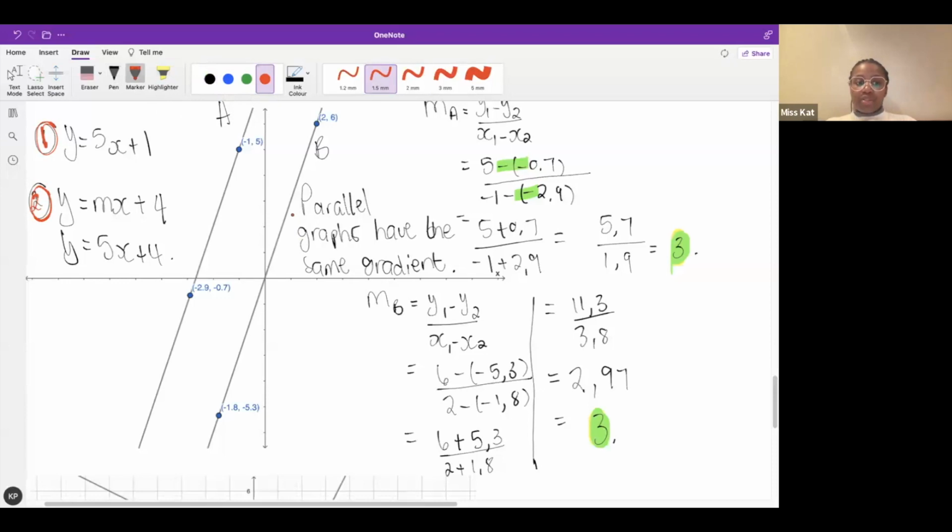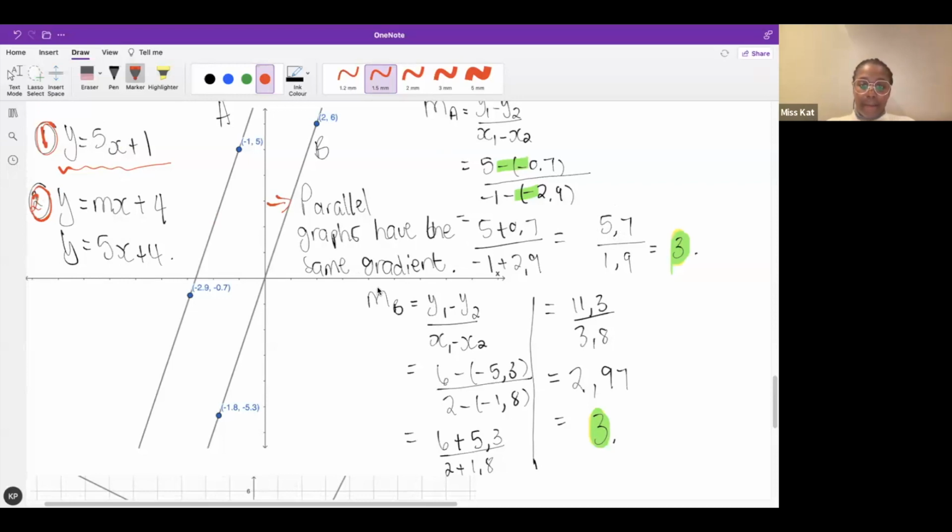So I'm telling you that parallel graphs have the same gradient. So if I gave you this equation, 5x plus 1, then I'm saying to you, equation number 2 is parallel to equation number 1. So what does the gradient have to be? The same. So if the gradient for number 1 is 5, then the gradient for number 2 will also be 5. You get it? The more you go over it, guys, the more we will understand.